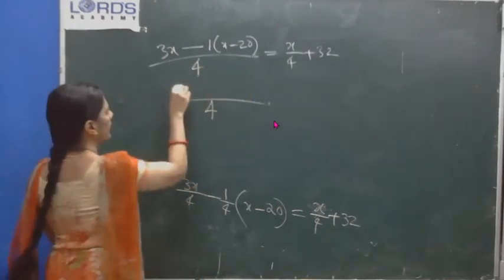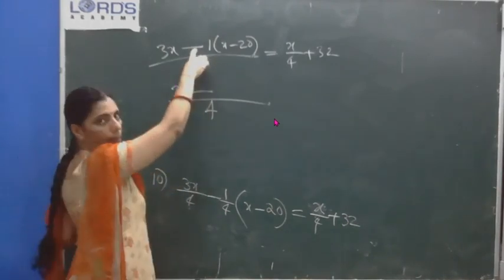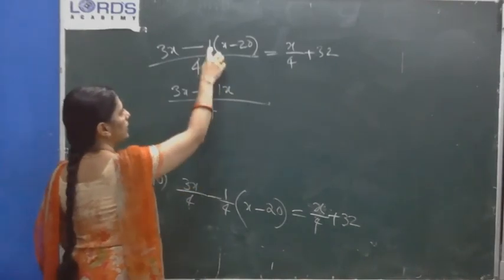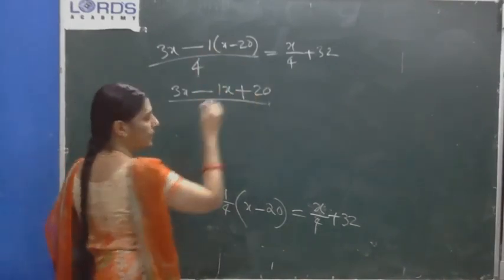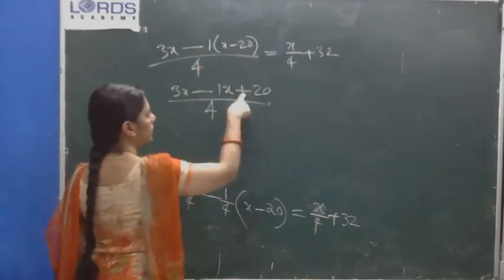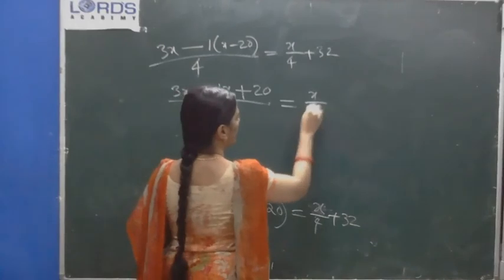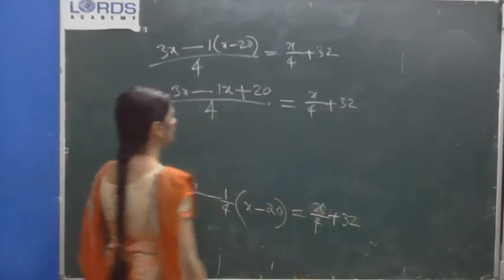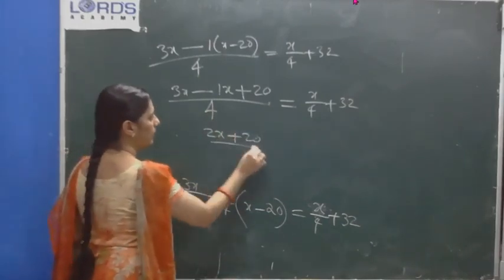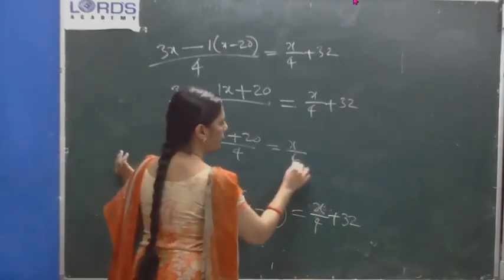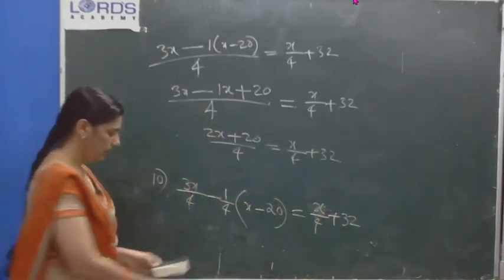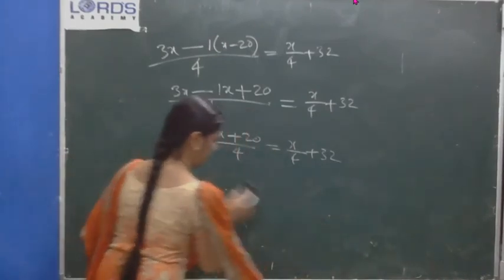Now again, 3x minus, I am going to open the bracket. Negative 1 into x, negative 1x. Negative 1 into negative 20, positive 20. Correct? Negative 1 into x, negative 1x, negative 1 into negative 20, positive 20 equal to x by 4 plus 32. Okay. Now 3x minus 1x, 2x plus 20 by 4 equal to x by 4 plus 32. Clear? Now complete it.